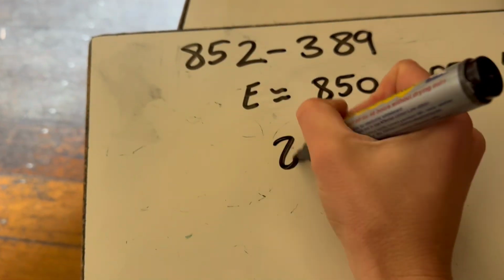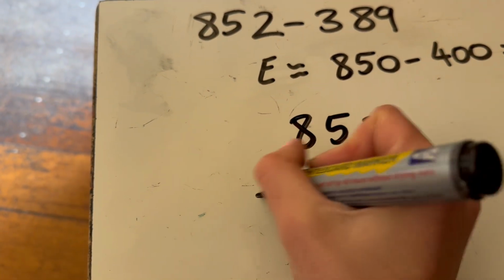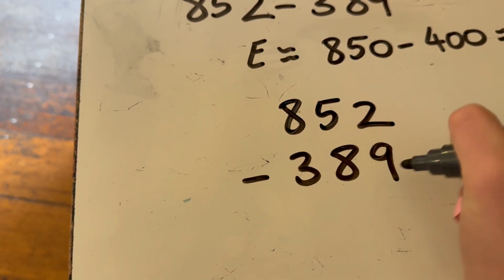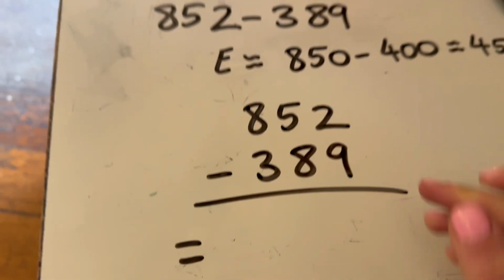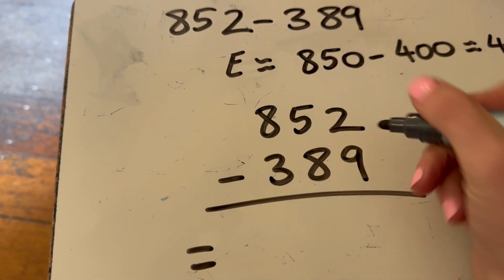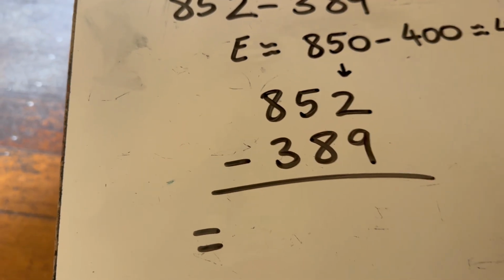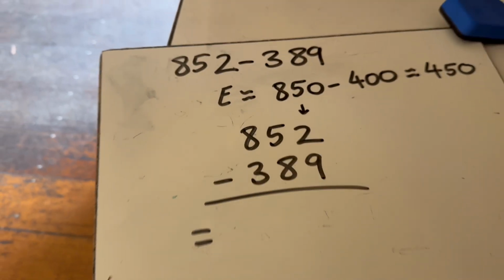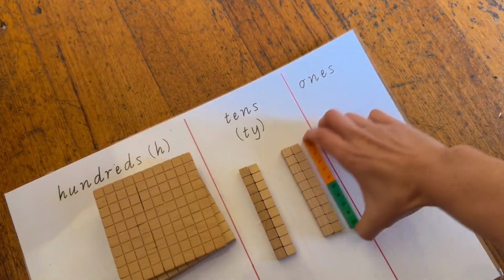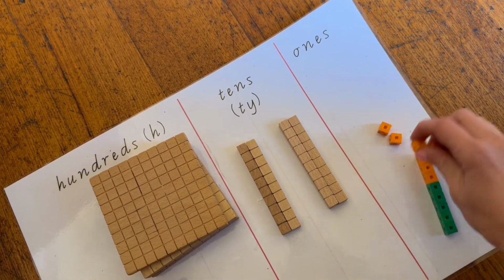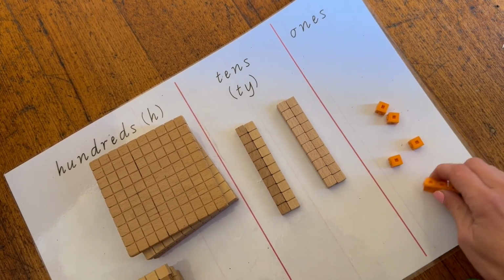So let's set it up vertically. 852 take away 389. Now we think in traditional mode, we start with the ones, 2 take away 9. We can't do that, well we can, but it's a negative number. So instead we're going to break up this 10 and rename it into 10 ones. We'll check it's 10 first.